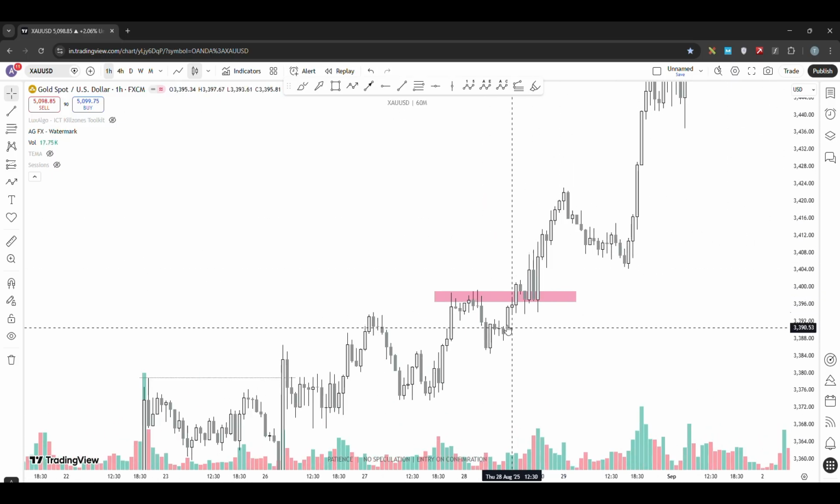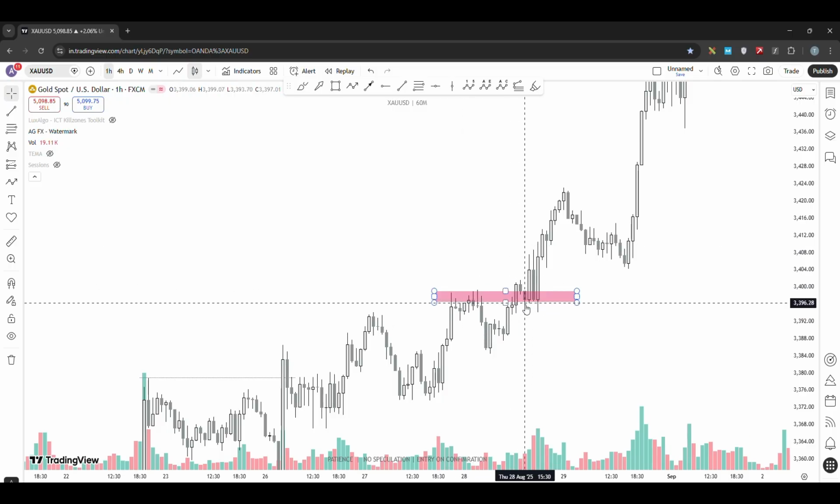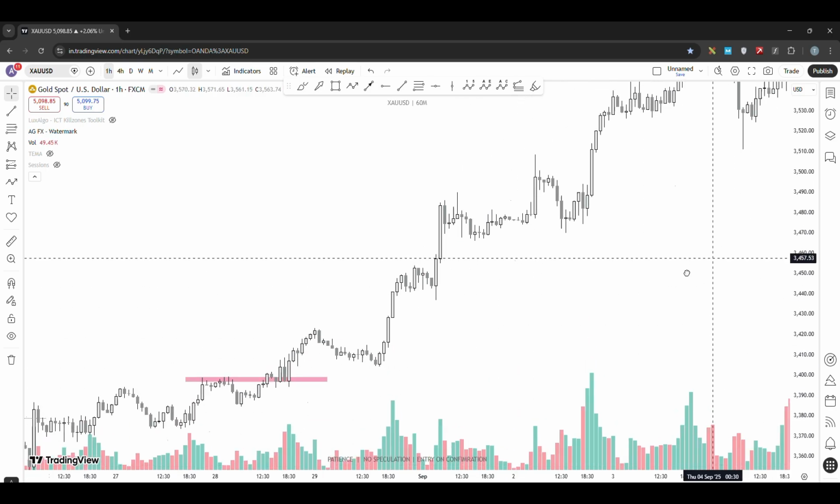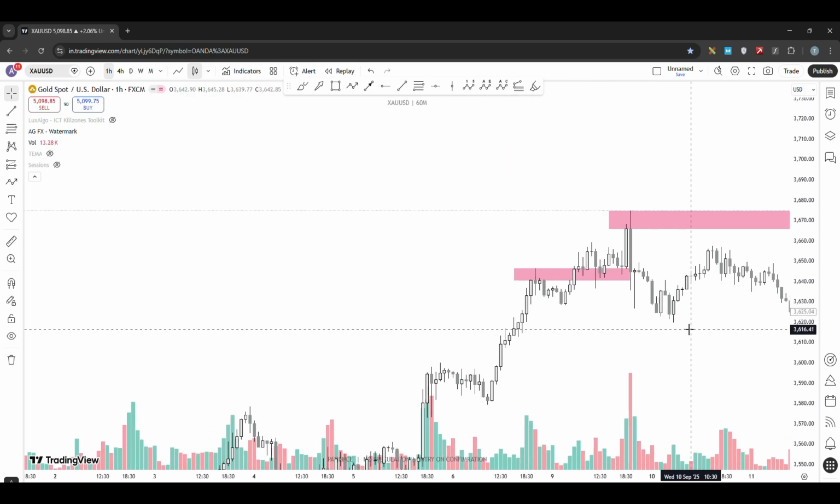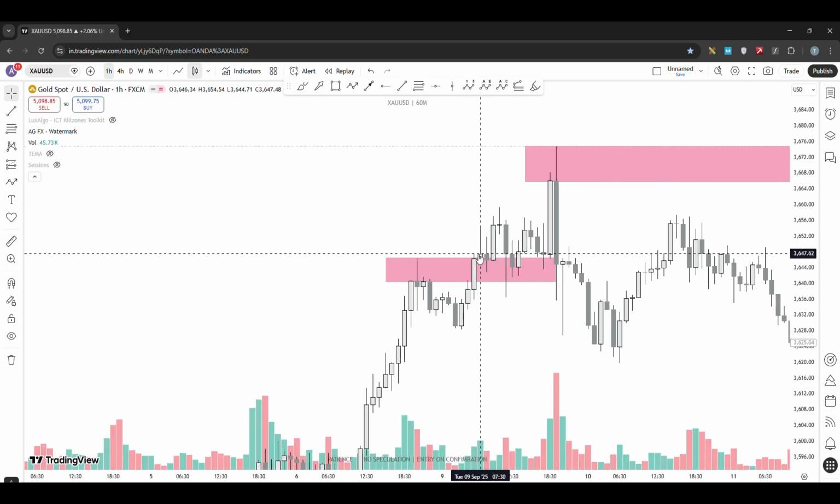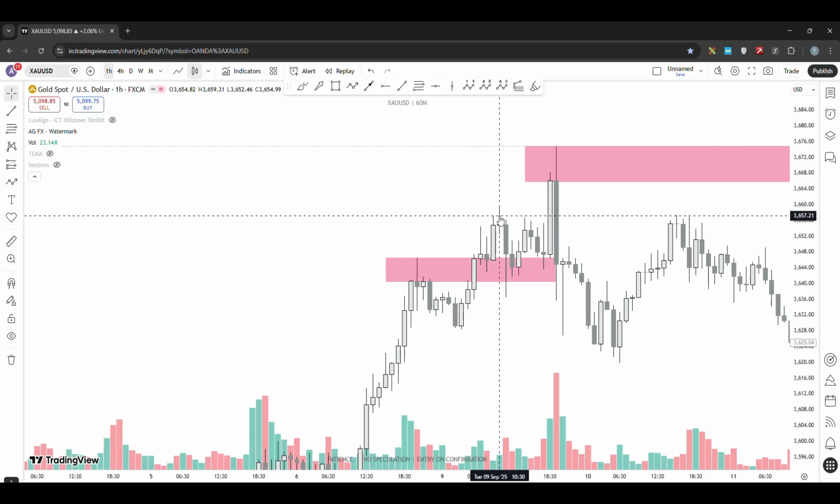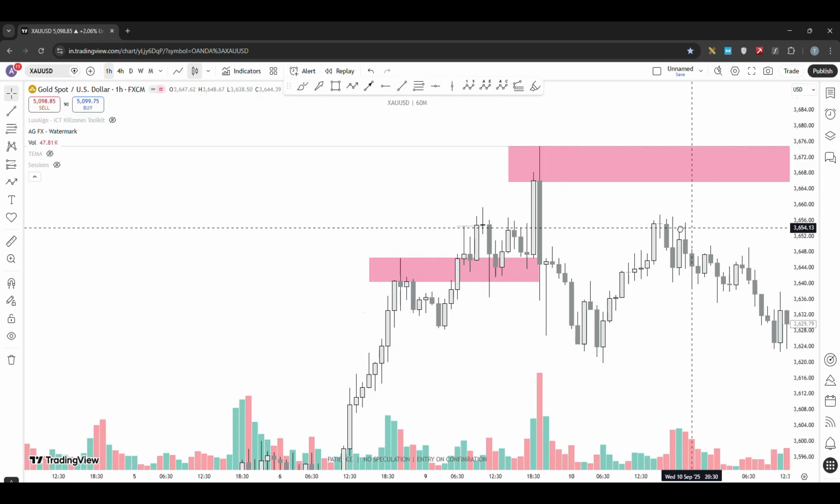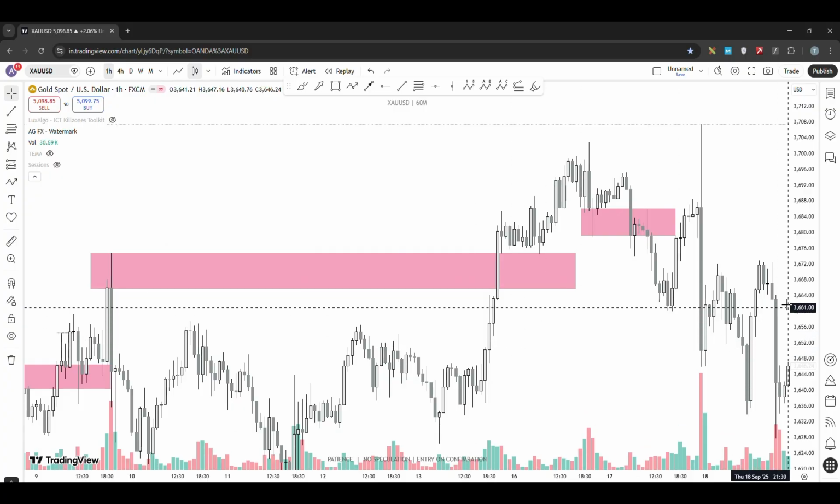Okay, here again we see a new break of structure on the upside. Market taps into this and then market pushes higher, right? So this is how a mitigation block works, and you can see here also market gave a new break of structure. This candle closed above this high. After that, market taps into this and market pushes higher and market takes out this liquidity. So this is how a mitigation block works.